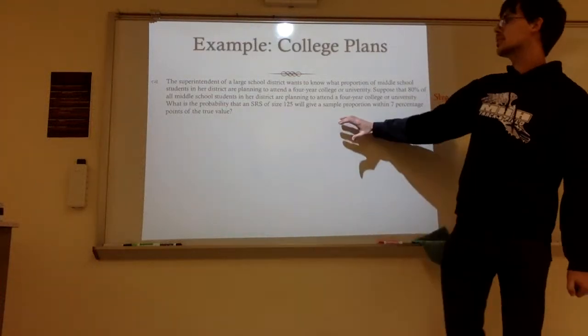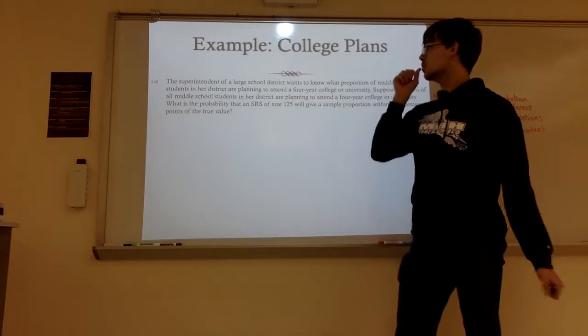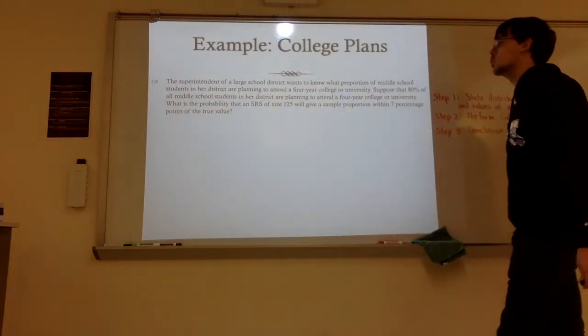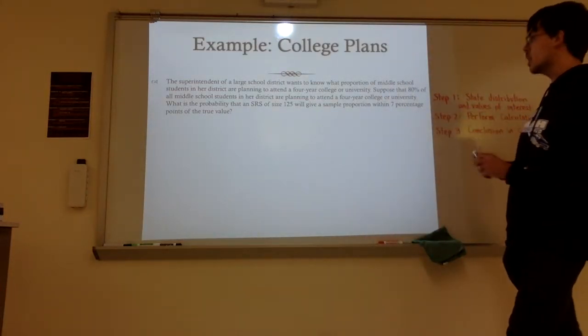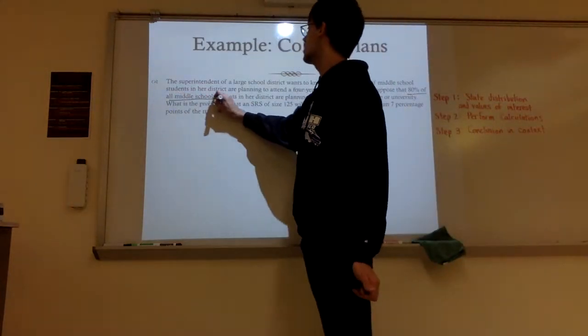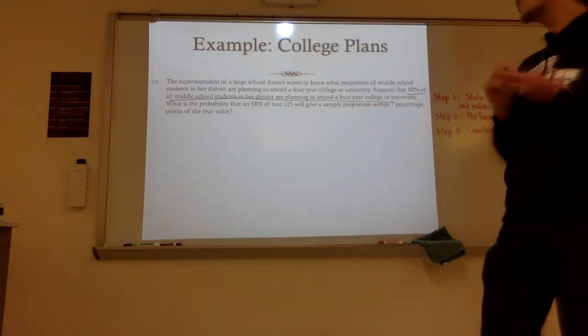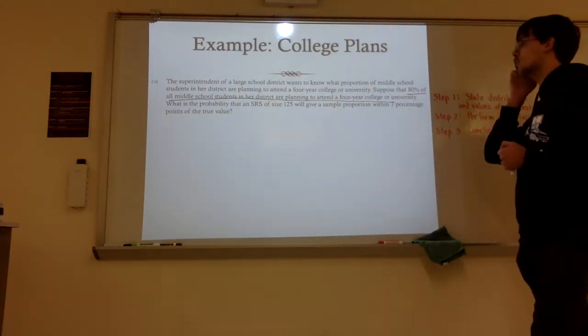Right, so we're going to work through a full example here that will tie together all of the big points that we learned here in section 7.2. We're focused on a large school district where it's known that apparently 80% of all middle school students in the district are planning to go to college. So we actually know the true proportion value in this problem of 0.8.